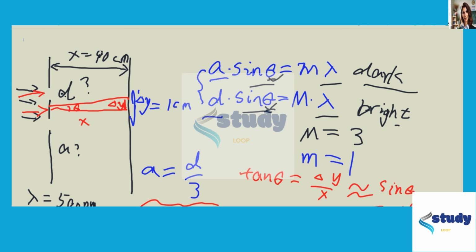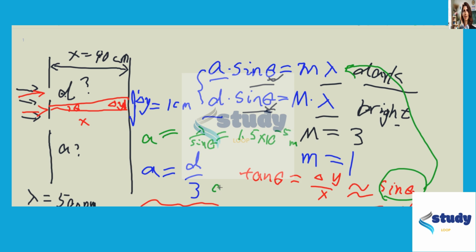Now we can directly calculate A and D. We simply plug the value of sine theta into our equation. A equals lambda over sine theta, which is about 1.5 times 10 to the minus 5 meters. So D, according to this relation, is approximately 4.5 times 10 to the minus 5 meters. Okay, that's all for this problem. Thank you.